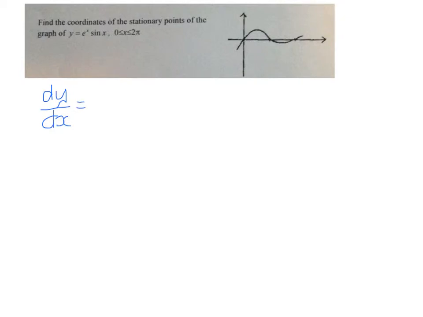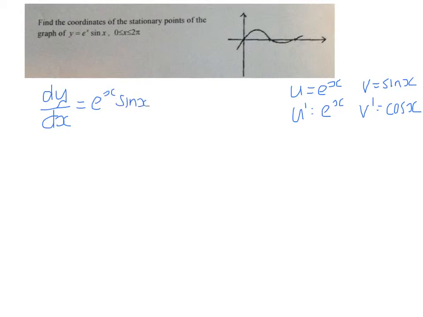It's a product rule, so I'm going to say u is going to be e to the x and v is going to be sine x. That means u dash is e to the x and v dash is cos x. So our derivative is u dash v plus v dash u, so it's e to the x sine x plus e to the x cos x. Factorise to get e to the x brackets sine x plus cos x.